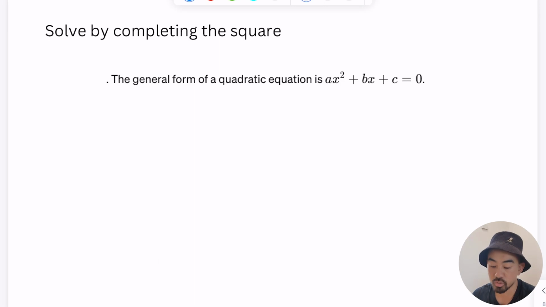Hey guys, welcome back. So today we're going to do some completing the square. Specifically, we're going to solve some quadratics by completing the square. And let's just start off with the general form.